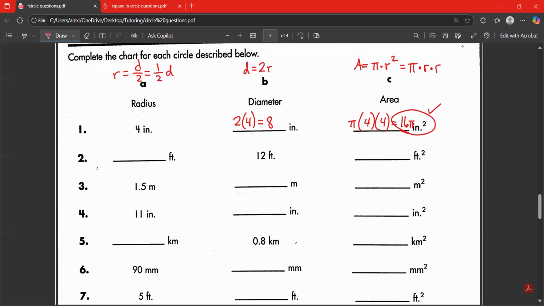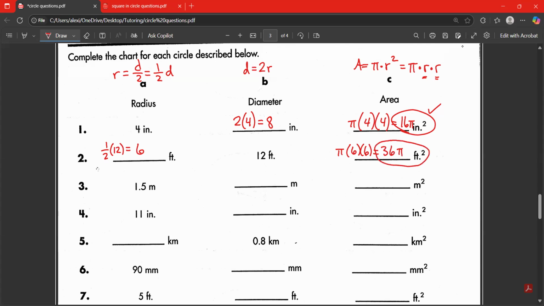All right, let's look at number 2. For number 2, they give us diameter. Because I have diameter, I cannot calculate the area yet. In order to calculate the area, I need radius. So let's find radius. Remember, radius is found by doing a half of the diameter or the diameter divided by 2. So if the diameter is 12 feet, the radius is 6 feet. So now I can calculate area, and that's pi times 6 times 6, which is 36 pi feet squared.